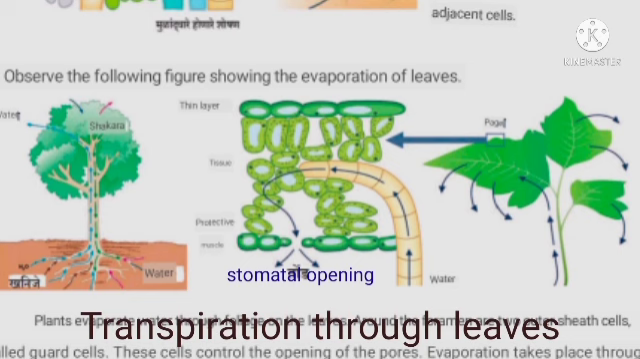Plants give out water in the form of vapor through the stomata on leaves. Two cells called guard cells are present. These cells control the opening and closing of the stomata. Transpiration occurs through these stomata. Water is released into the atmosphere by the leaves through the process of evaporation. As a result, the water level in the epidermal layer of the leaves decreases.